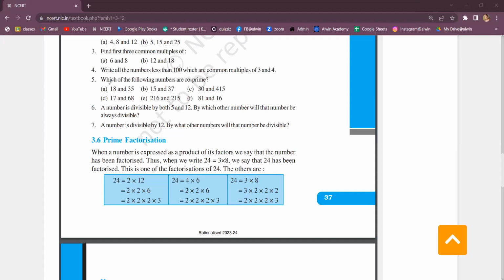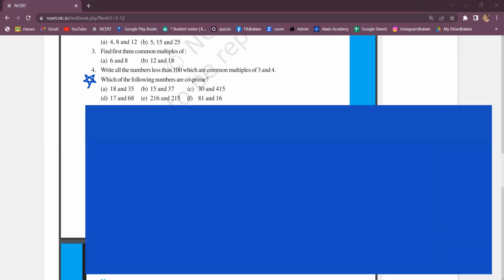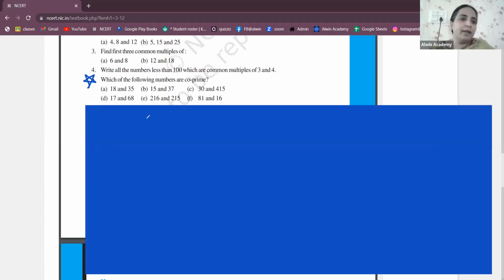Now in question number 5, we are analyzing which of the following numbers are co-prime. I have told you which numbers are co-prime. The numbers which have got no factor in common except 1. It means their highest common factor or their only common factor is 1. Those numbers which have got their HCF 1 are co-prime. Right, beta ji, or not?